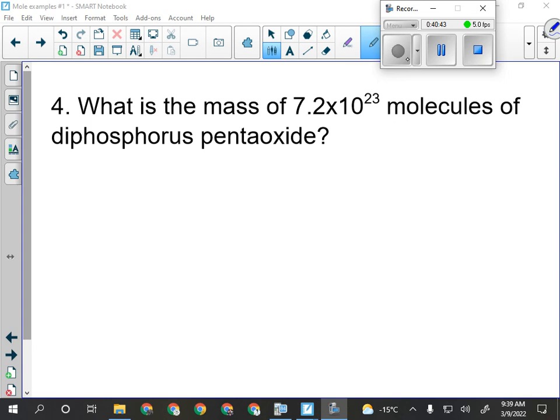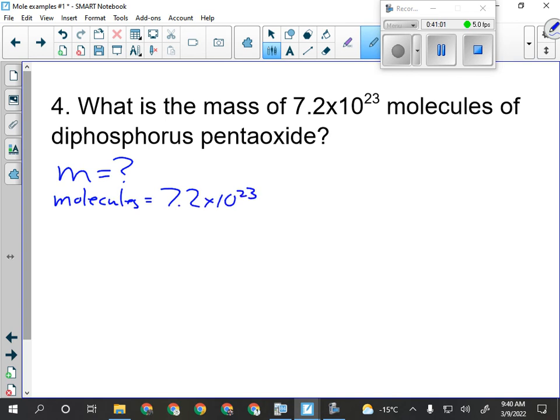Let's look at number 4. So in number 4, we're looking for the mass, so we're looking for little m. Okay. We know that there are 7.2 times 10 to the 23 molecules, and we know that the material is diphosphorus pentaoxide, P2O5. So that can help me get the molar mass.